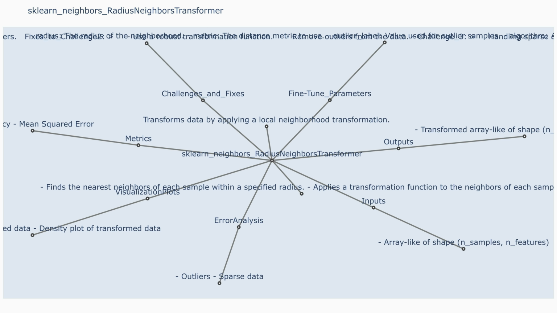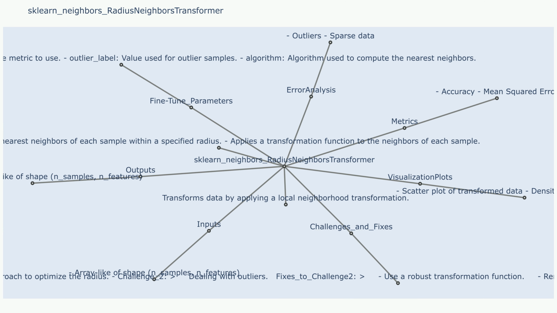sklearn.neighbors.RadiusNeighborsTransformer. Description. The radius neighbors transformer is a class in scikit-learn that transforms data by replacing each sample with its k nearest neighbors within a specified radius. It's useful for imputing missing values, denoising, and creating a smoother representation of the data.